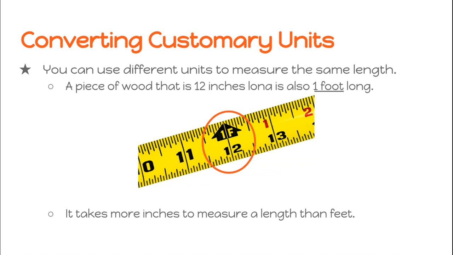To do that, we have to understand that we can use different units to measure the same length. For example, if you were measuring a piece of wood with a ruler from our classroom, you would say it's 12 inches long. But if you had a measuring tape, just like the one pictured here, you may say it's 1 foot long. And you're both correct. Those are equivalent measures. 12 inches is equal to 1 foot. We can notice, though, that it takes more inches to measure a length than with feet. So if we were measuring multiple pieces of wood put together, we would probably use feet instead of inches because it would use less.